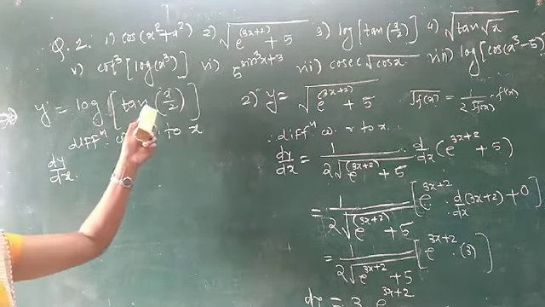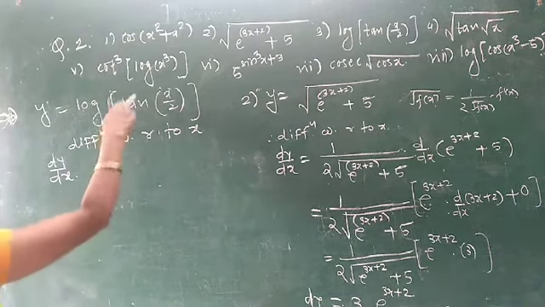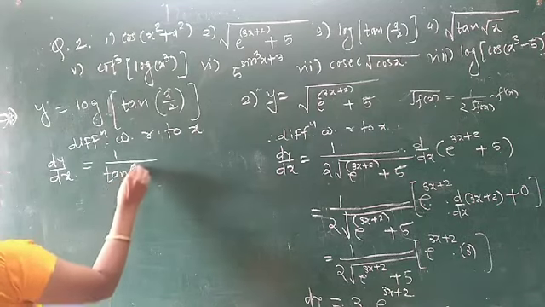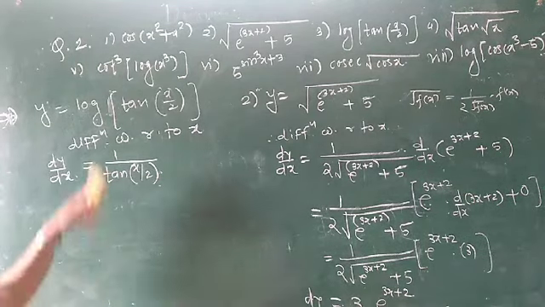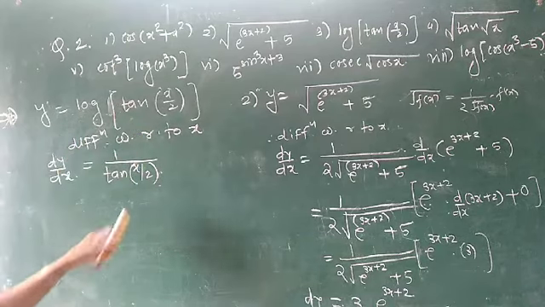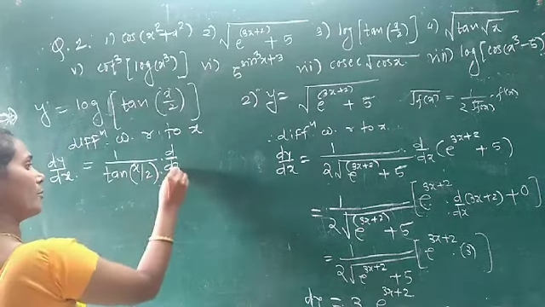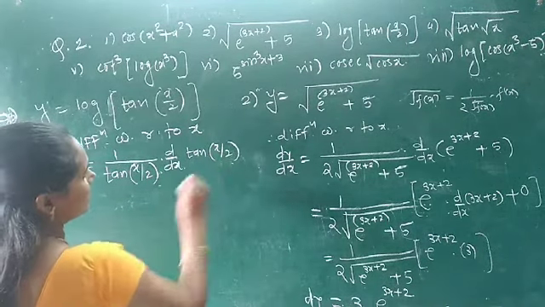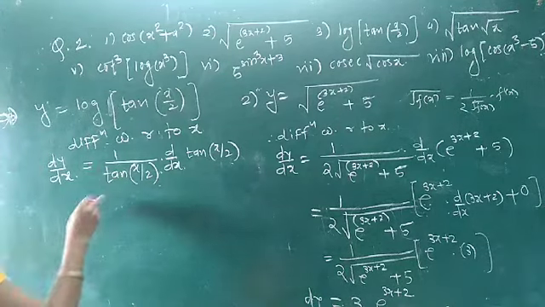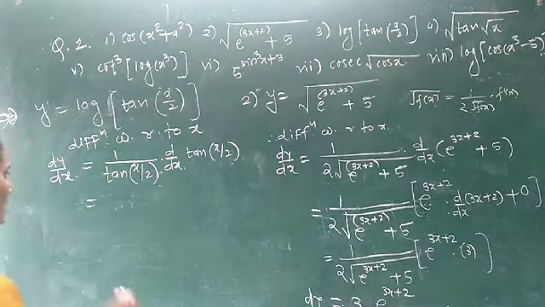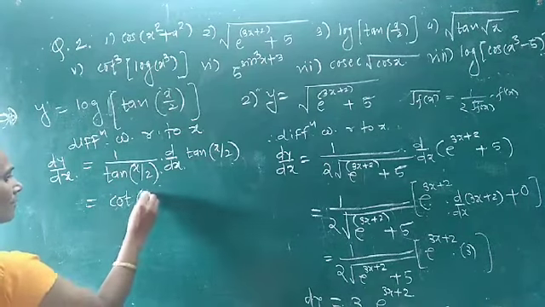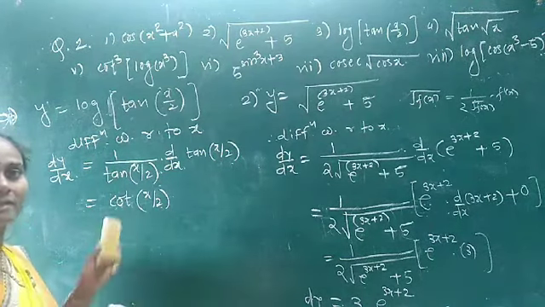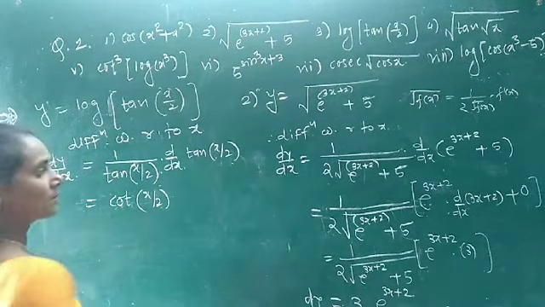Now the derivative of log f of x is 1 upon f of x. So here instead of f of x, tan x by 2: 1 upon tan x by 2. The derivative of log f of x is 1 upon f of x into the derivative of f of x. What is f of x? Tan of x by 2 is the function here. So this 1 upon tan x by 2 is the inverse of tan, that is cot. Instead of 1 upon tan x by 2, we write cot x by 2 because 1 upon tan theta is cot theta.